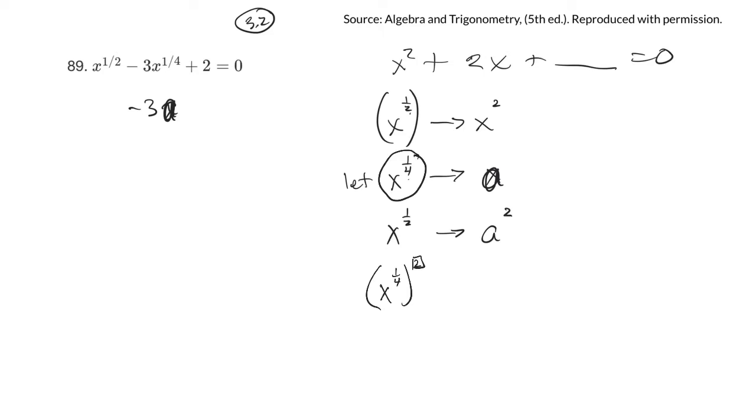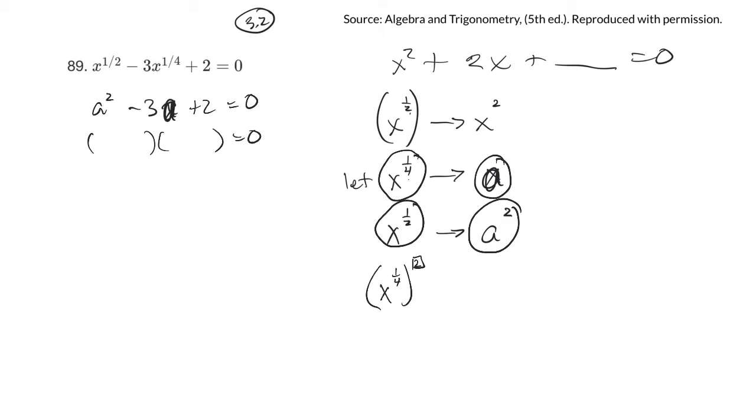So wherever I see 1/4, I'm going to call it an a, and wherever I see 1/2, I'm going to call it a squared. So this would be a squared minus 3a plus 2 equals 0. And then I factor just like I always do. So it'll be (a minus 2)(a minus 1) equals 0. So either a equals 2 or a is equal to 1.